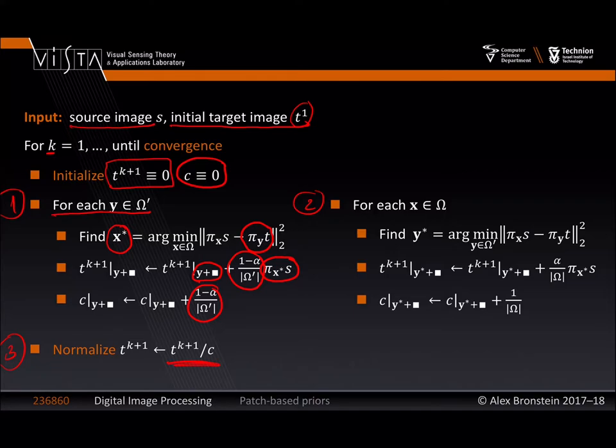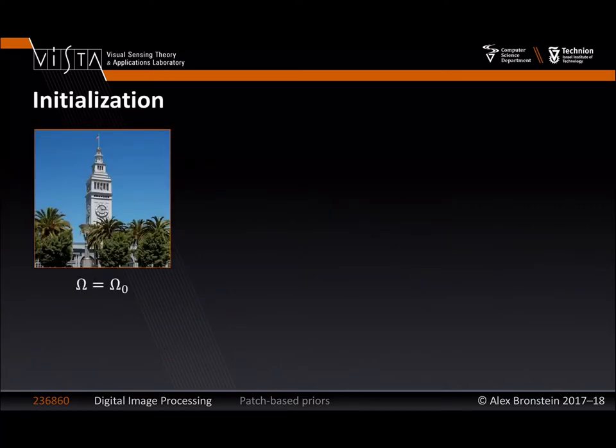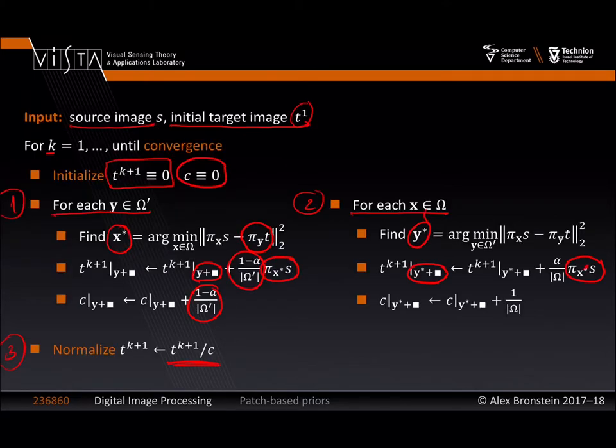Then you see, I divide by this accumulator because some pixels will be covered by more patches, some pixels will be covered by less patches. I need to account for that. So this is done for every patch in the target domain. I will also do a loop for all the patches in the source domain. So for every x in omega, I will find the nearest neighbor in the target domain, y star. And I will add, around the point y star in my T k plus 1, my current iterate of the target image, the pixels of the nearest neighbor patch in the source domain. Oh, sorry, it has to be x, so it's not the nearest neighbor. Sorry. It has to be x, not x star.